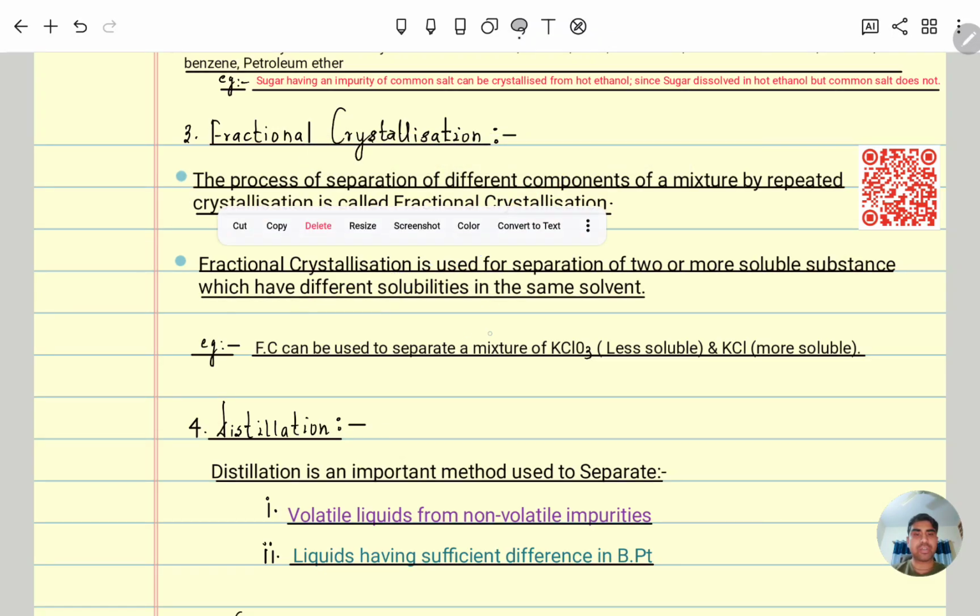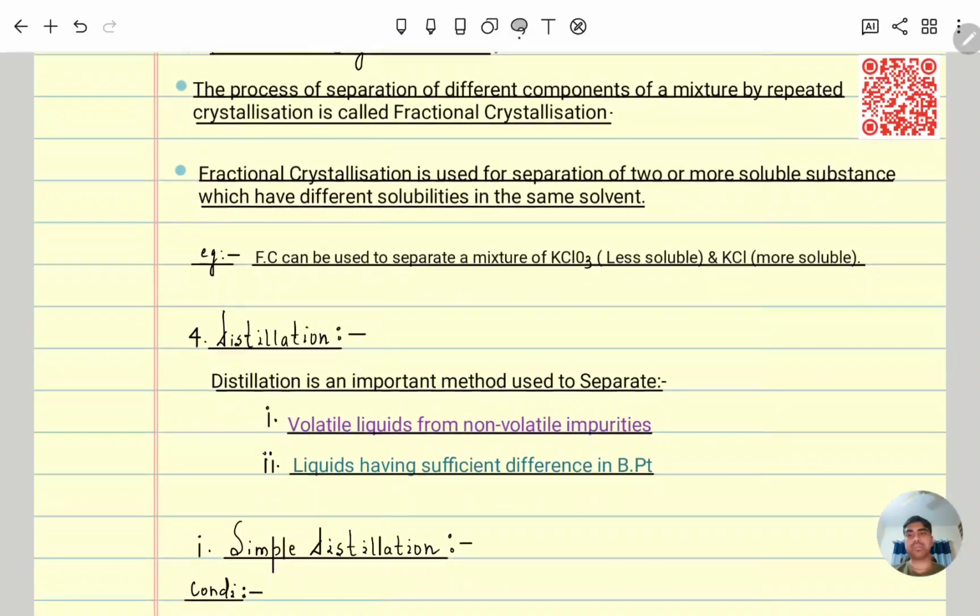Fractional crystallization is used for the separation of two or more soluble substances which have different degrees of solubility in the same solvent. Like you can see, KClO3 and KCl, or KBrO3 and KCl. Here are barcodes, so utilize them and see the needful videos that are on YouTube.